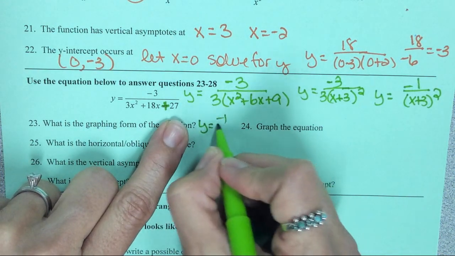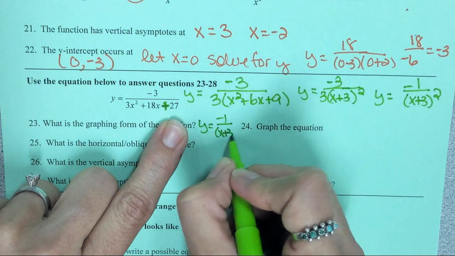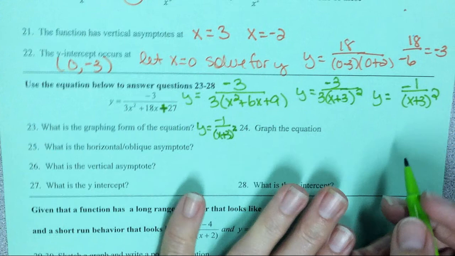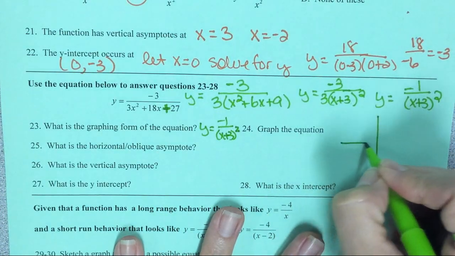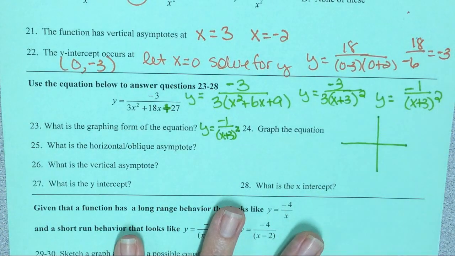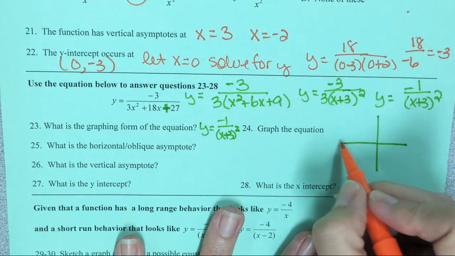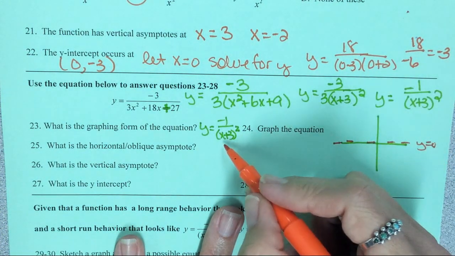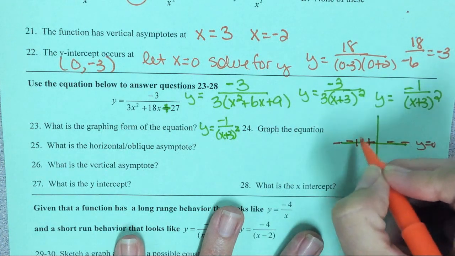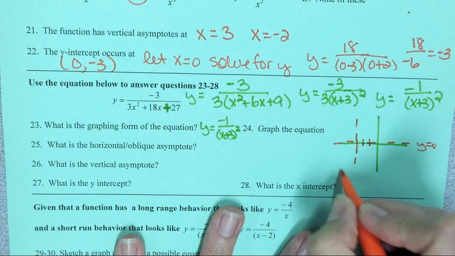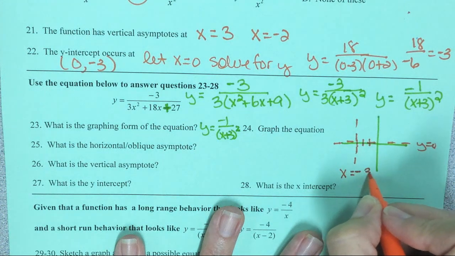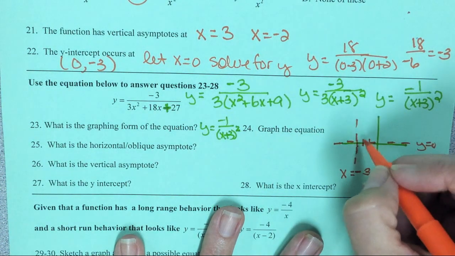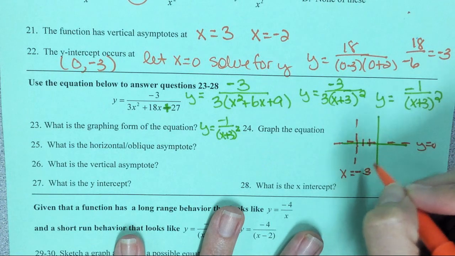Y equals negative 1 over (x plus 3) squared. So the (x plus 3) squared, I usually call that the volcano problem in class. It's not moving up or down at all, it's staying right here at y equals 0. It is going to move left 3, at x equals negative 3, because we do the opposite. Because there's a negative on top, instead of it opening up, it's going to open down.